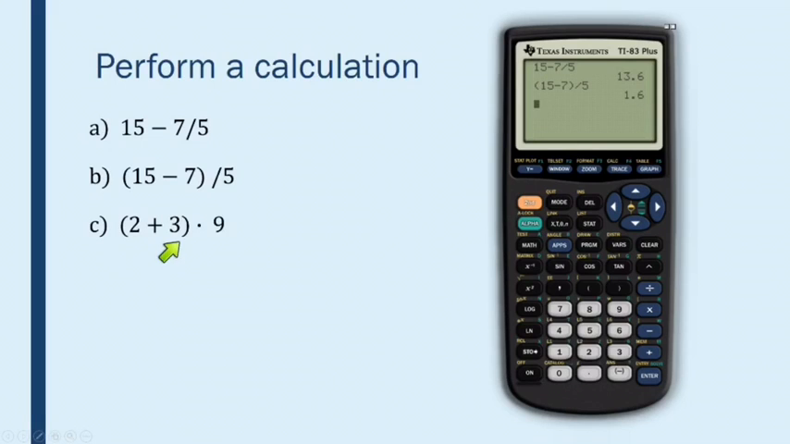Now let's look at this expression. So if we type parentheses 2 plus 3, then close the parentheses, and then times 9, we'll get 45. But the calculator recognizes that parentheses can act as a multiplication symbol. So honestly, if I just put parentheses 2 plus 3, close parentheses, and then put the 9, the calculator understands that that is multiplication. So when I press enter, I get the same answer.